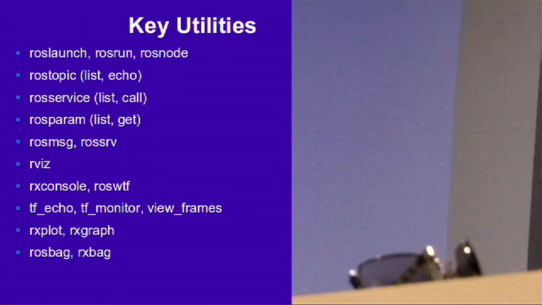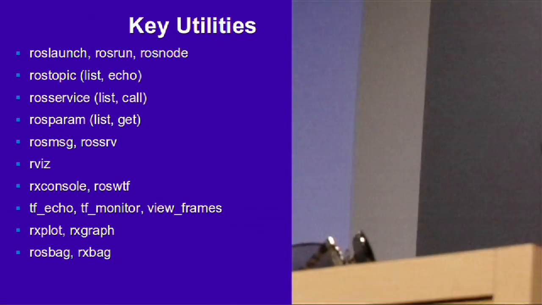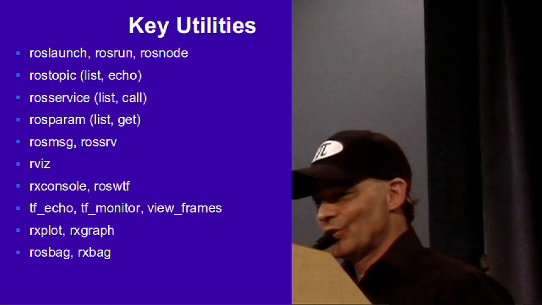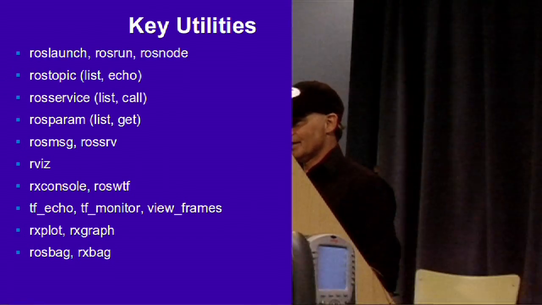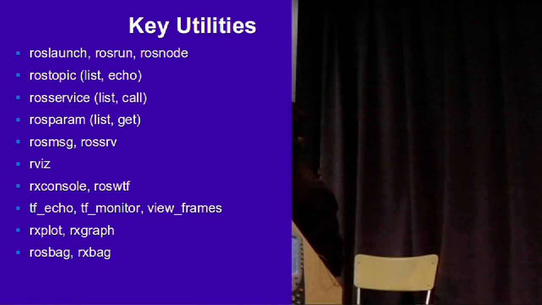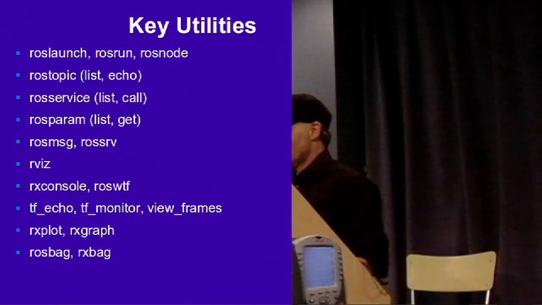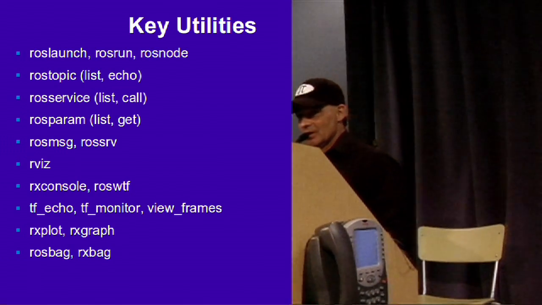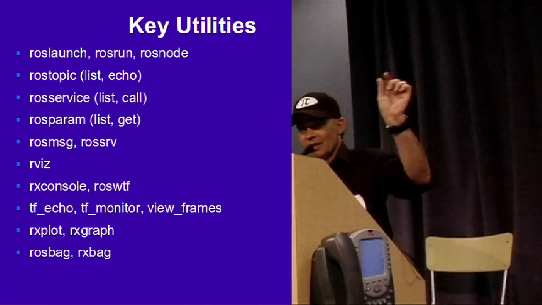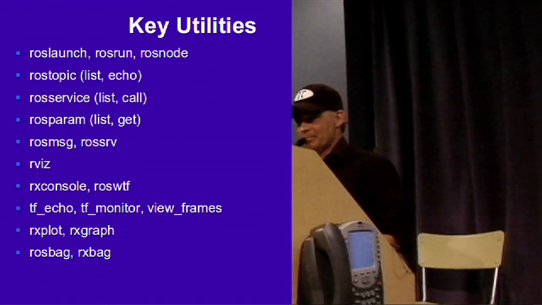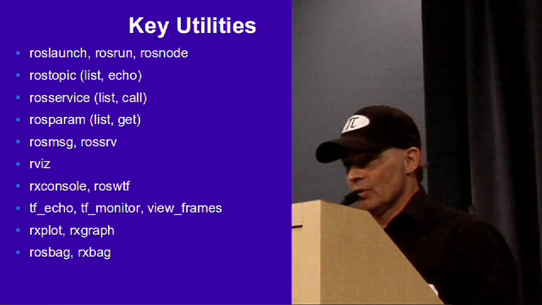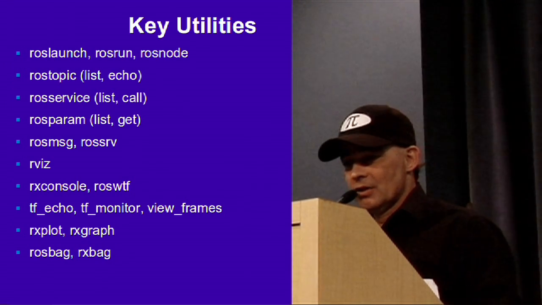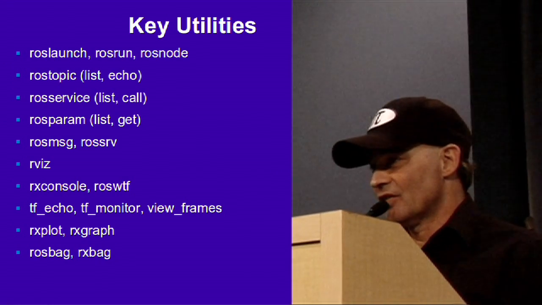And then the tf_echo, monitor and view_frames are for sorting out all those complicated transformation frames, especially when you have a multi-jointed arm that you're trying to control. rxplot and rxgraph are kind of neat. rxgraph we already mentioned. This is what gives you that neat little connected line picture of the nodes that you're currently running. And rxplot actually lets you plot a two-dimensional timeline of different values.